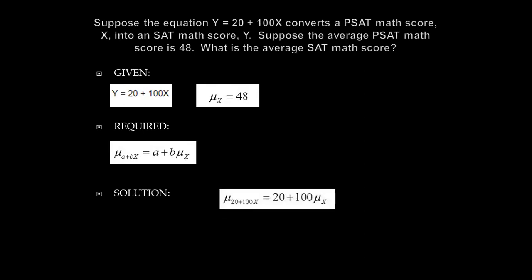The solution proceeds with the mean population of the given equation, 20 plus 100 of x, which is equal to 20 plus 100 multiplied with the mean population at 48 score. So substituting now the following values, this gives us a 500 answer.